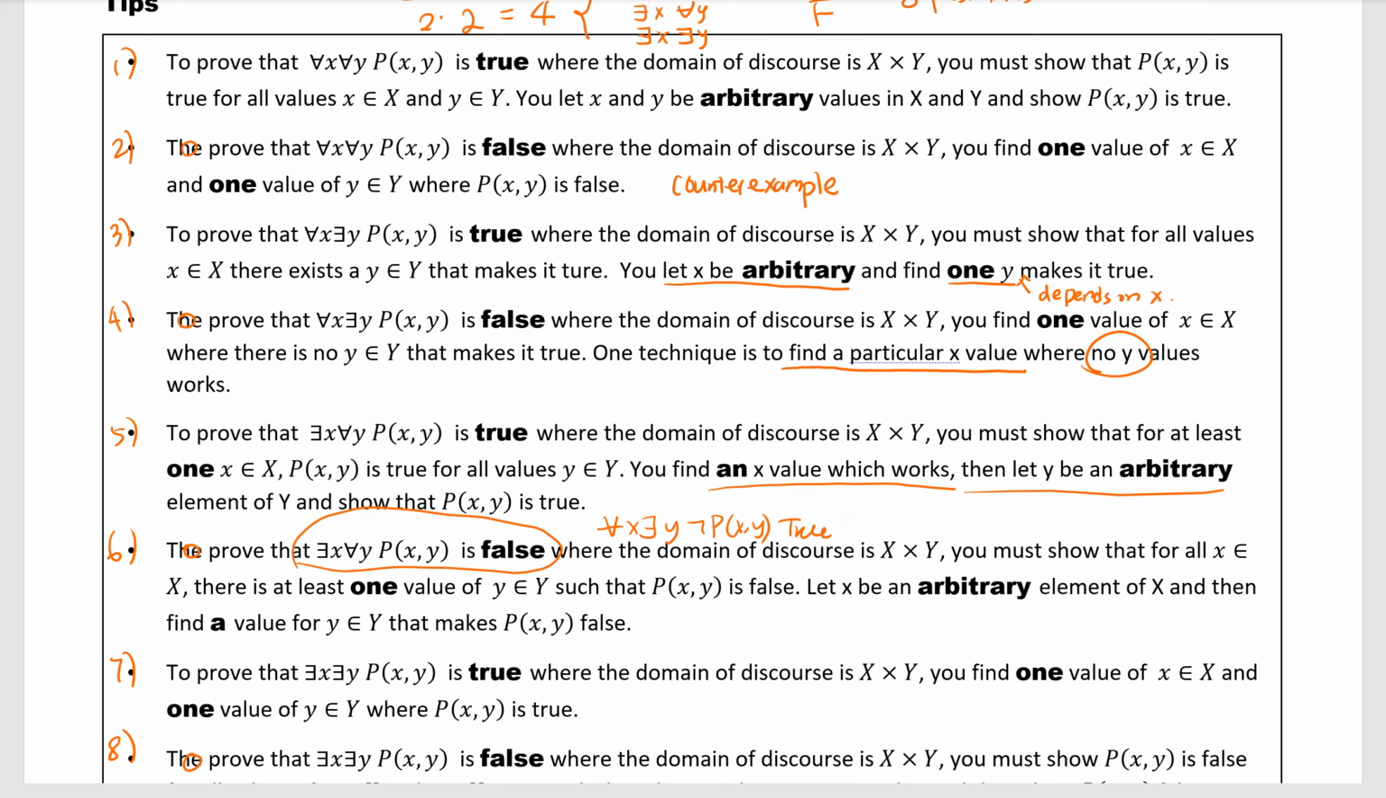Okay, so that's why you want to show for all x, there is a y value such that p of xy is false. Okay, so we let x be arbitrary, and then we want to find a y value to make p of xy false. And usually this y value also depends on x. Usually, okay, it might happen that you can find one y that works for all, but in this case, it's good. Okay.